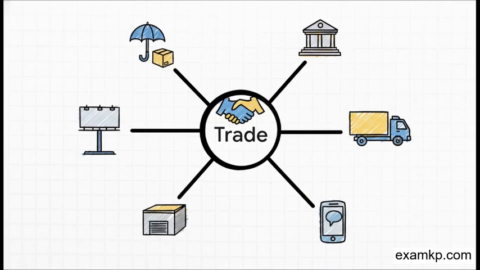Advertising, you see it everywhere, those big billboards for Indomie, letting people know about products. And of course, communication, like when you use your phone or the internet to order something from Jumia. All of these services work together to help trade happen smoothly. Excellent. I think we've got a solid grip on that now.